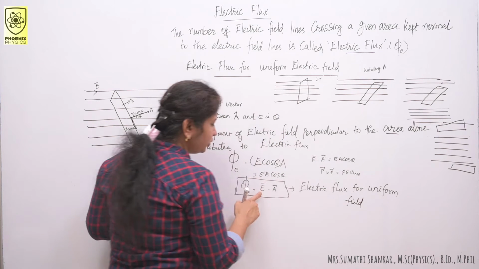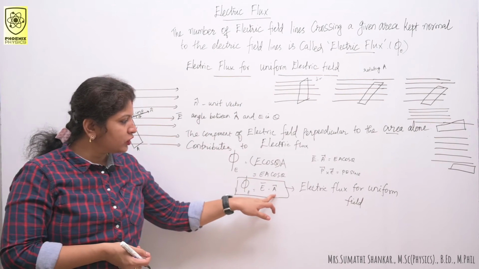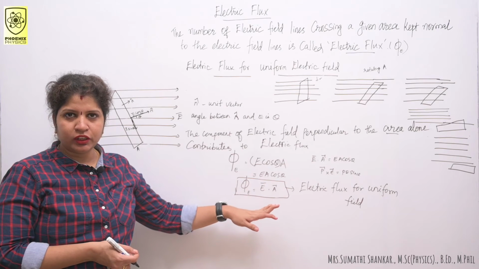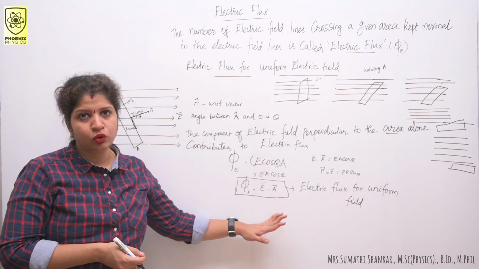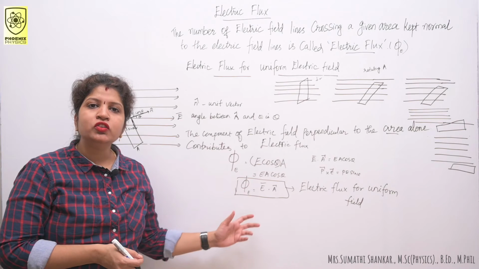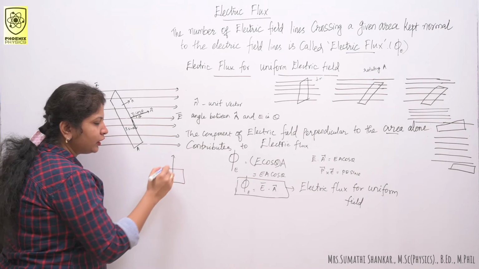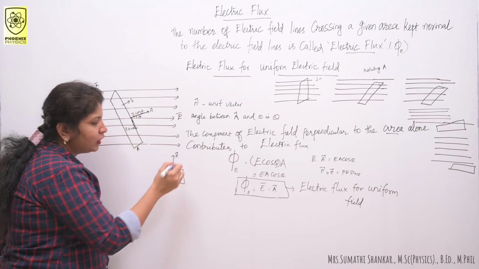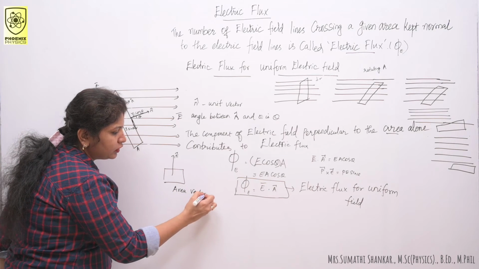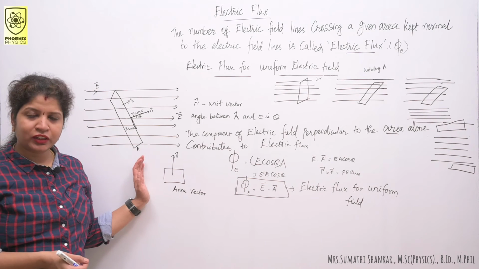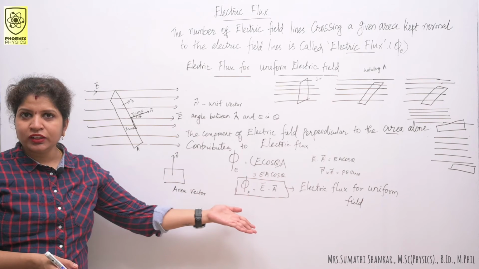So phi depends on electric field E and area A, and you know that this A is also a vector quantity. Why did I say flux depends on A? Electric field you know, electric field lines you know. What is the use of this A vector? Take a surface and draw one perpendicular line. If you draw this normal, this area will become an area vector. Then why did I say area is a vector quantity here?